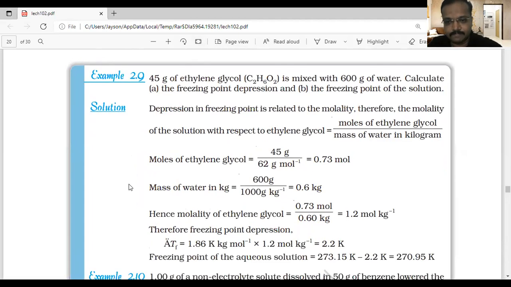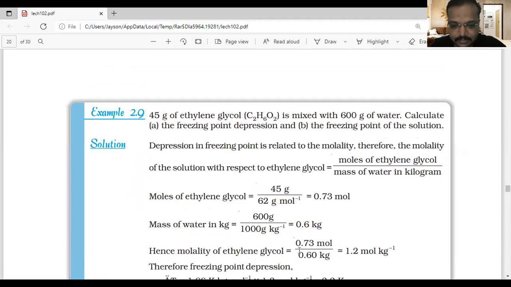Is the screen visible? Yes, sir. You can use your textbook also.